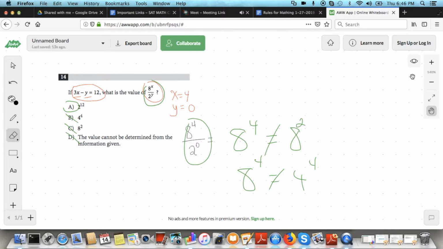Okay. We can express 8 in terms of 2, right? 8 is the same as 2 to the power of 3. Does that make sense? Any questions about that? Because 2 to the power of 3 is 2 times 2 times 2, and 2 times 2 is 4, times 2 is 8, so they're equal.